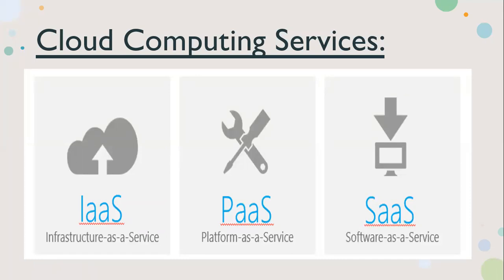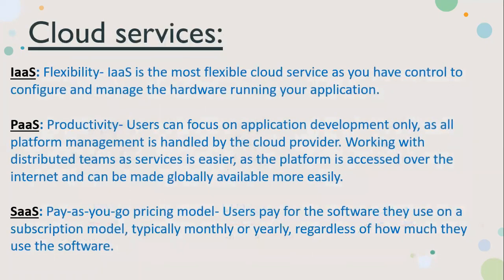Now let's talk about the cloud computing services. There are three cloud computing services: infrastructure as a service, platform as a service, and software as a service. Infrastructure as a service has flexibility. It is the most flexible cloud service, as you have control to configure and manage the hardware running your application.